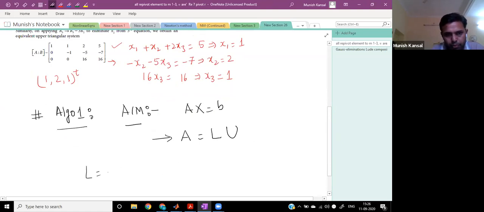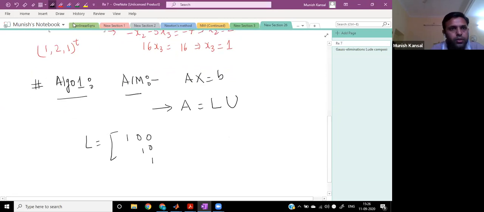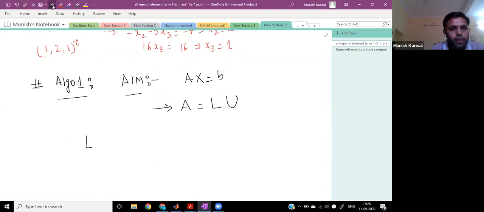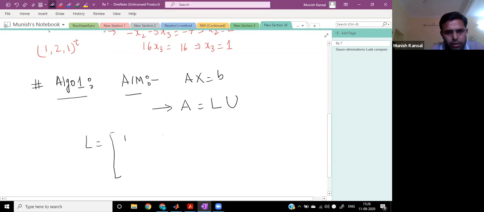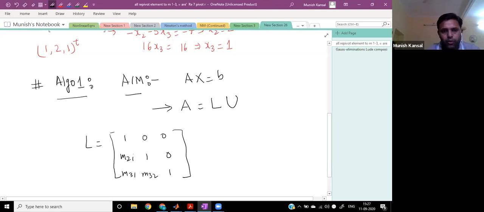Now what is my L? L is your lower triangular matrix, right? So let me write down the L matrix here. Let me write it again. So what is the L matrix? This is 1, 0, 0. Then M21, 1, 0. Then M31, M32, then 1. This is my L matrix. Now you know the values of M21, M31, M32. We described them above.